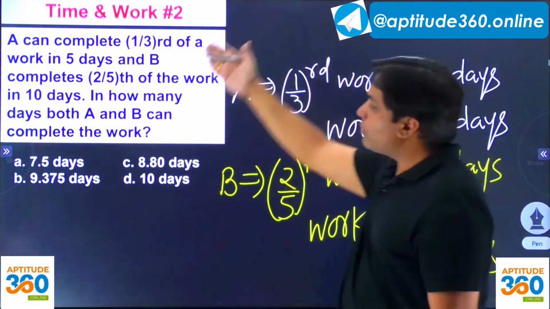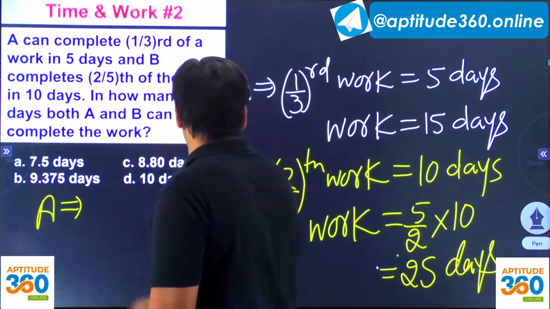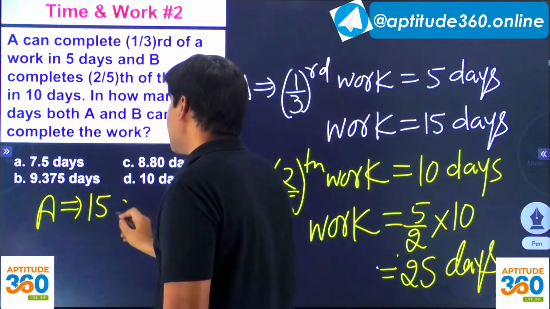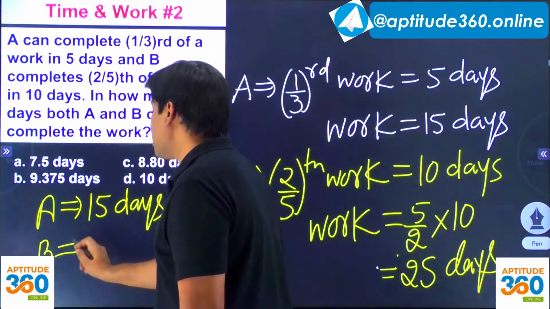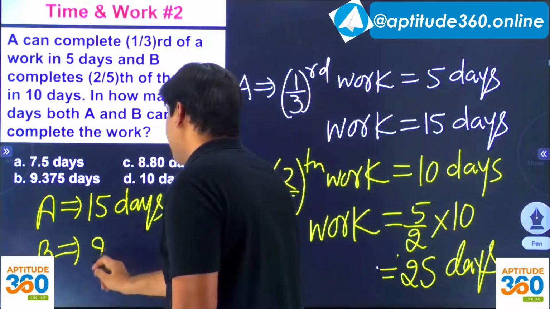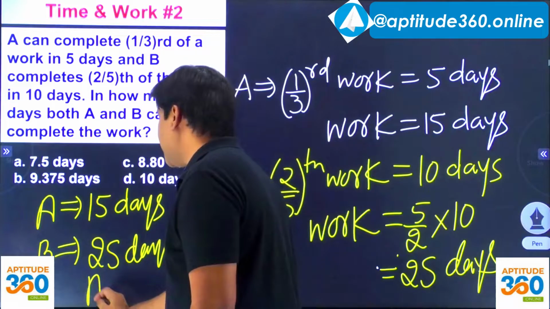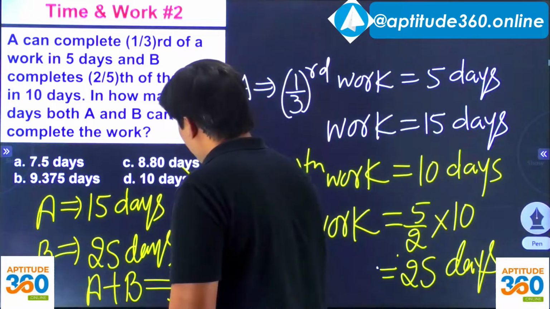अब अगर इस प्रॉब्लम को लिखने की बजाय had I written that A does a piece of work in 15 days and B does the same piece of work in how many days? 25 days. Then in how many days A and B collectively will be able to finish the work? Will you be able to solve this problem?